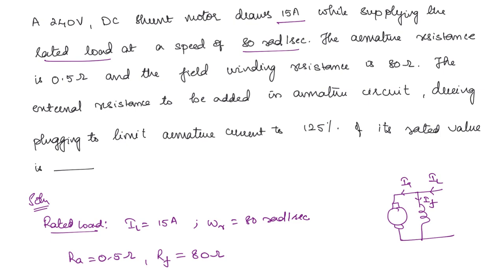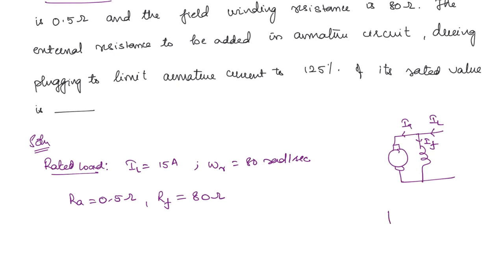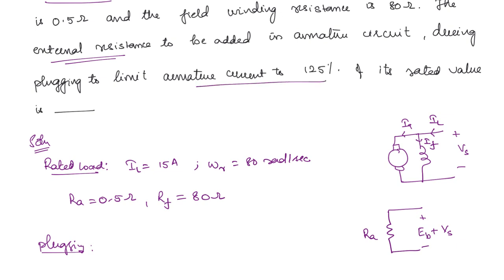In plugging, what happens? The polarity of the back EMF is changed, so that effectively this behaves as a source connected in series with the armature resistance. The voltage across this will be the internal EMF that is generated plus the voltage that is given at the terminals. We can take it as supply voltage Vs. So now what is happening? During plugging, external resistance is added so that armature current is limited to 125%.